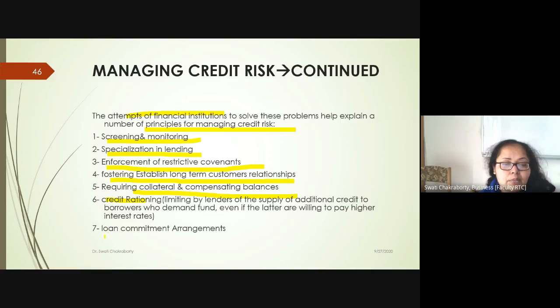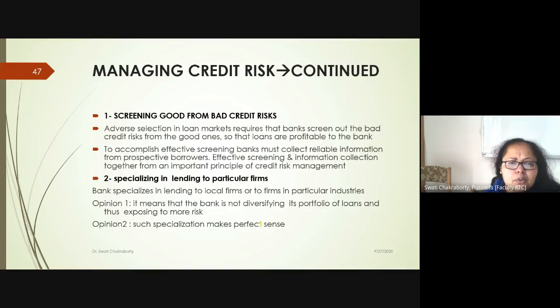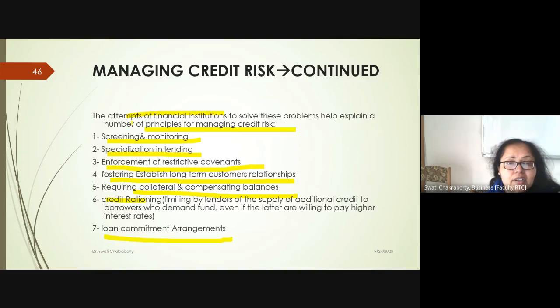And the last is loan commitment arrangements. So there has to be some sort of commitment, some sort of paperwork, which the borrowers have to sign to make that commitment when they're taking loans. So let's go into the details of all these points.